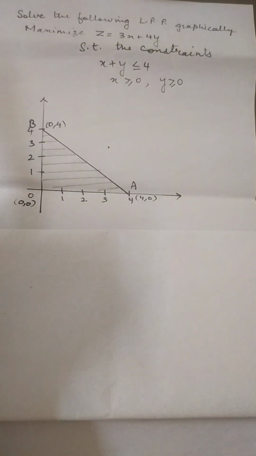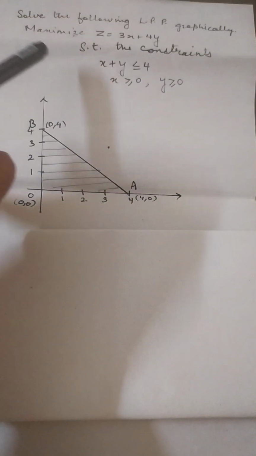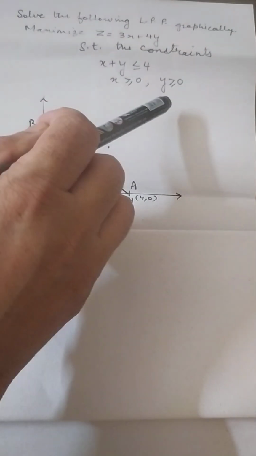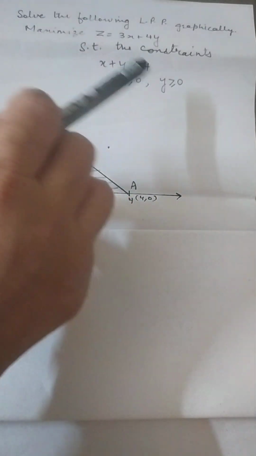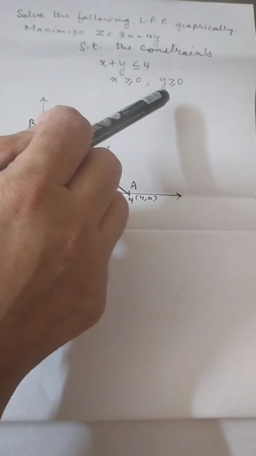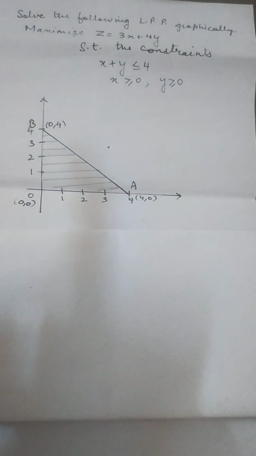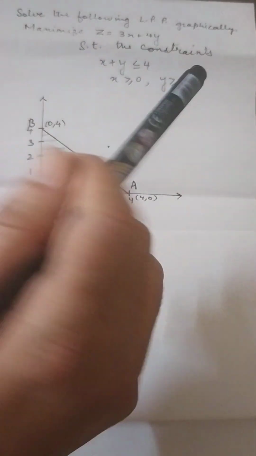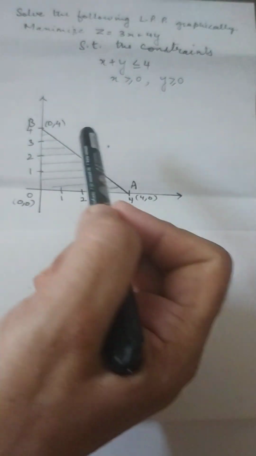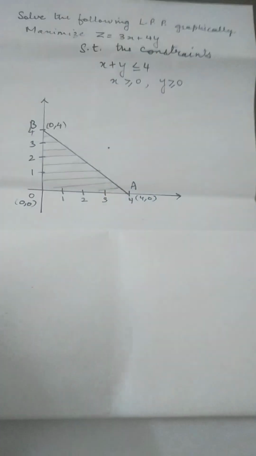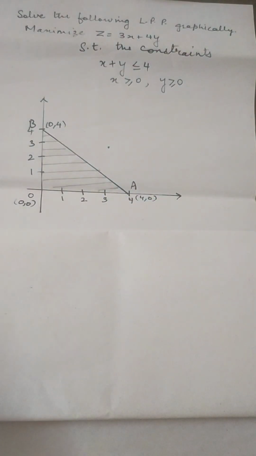Right? Now here we are given the constraints. X plus y is less than equal to 4, x is greater than equal to 0 and y is greater than equal to 0. So these three are the constraints, and x is greater than equal to 0 and y greater than equal to 0 tells us that we have the graph for this particular LPP in the first quadrant, right? X and y both are positive. Okay. So next is optimization problem.